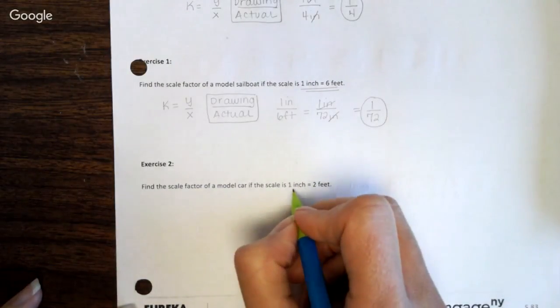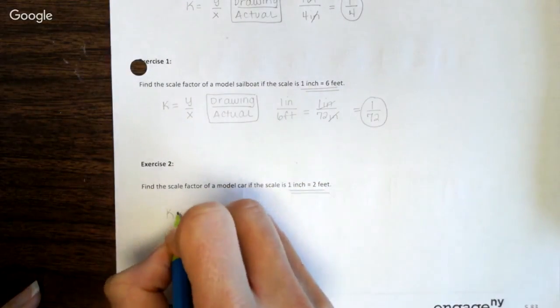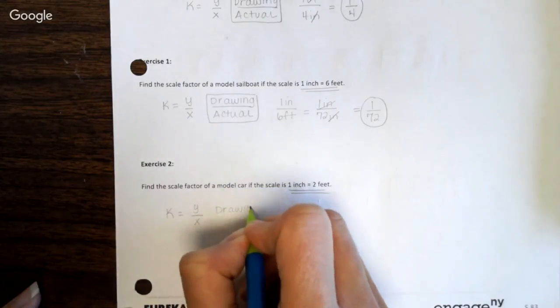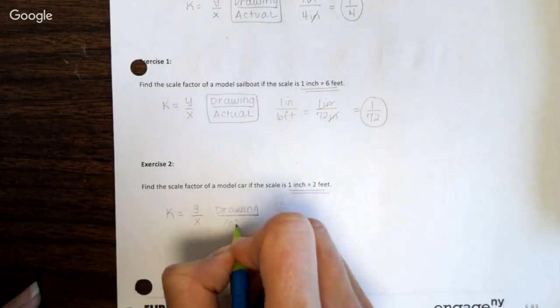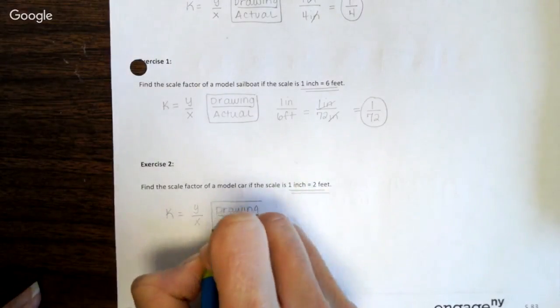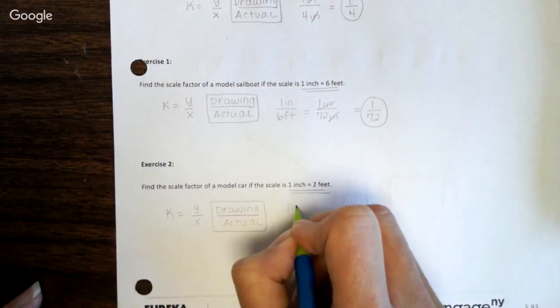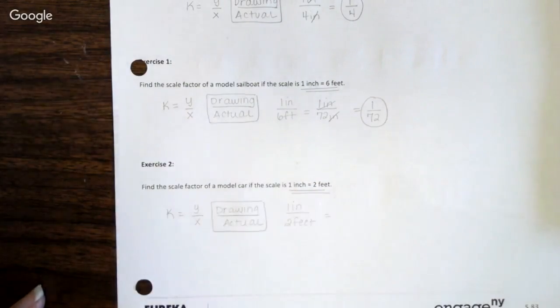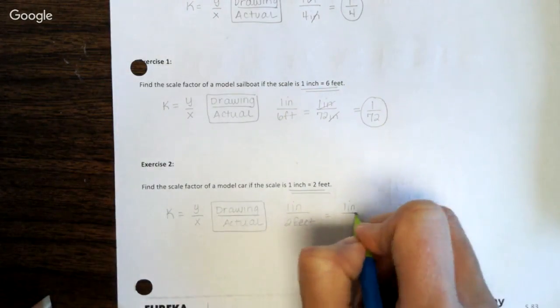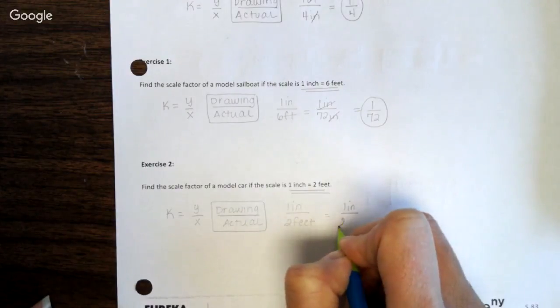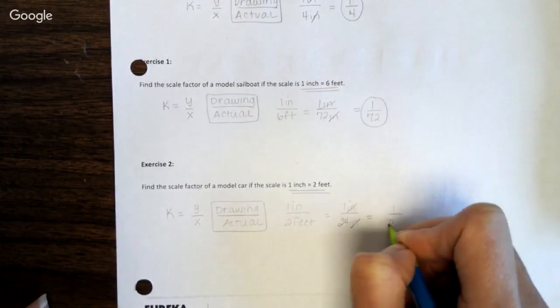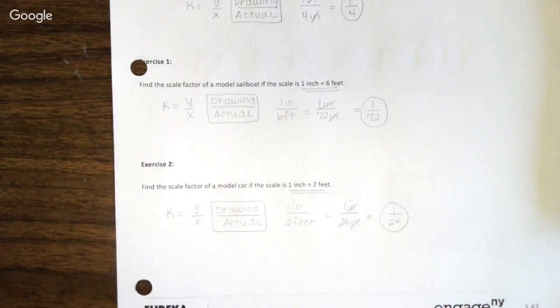All right, scale factor, here's my scale. We're asked to find the scale factor, K equals y over x, so we're going to do drawing over actual. So 1 inch in the drawing is 2 feet in the actual car. Let's change them to inches again. 2 feet times 12 is 24 inches. Both our inches cancel out. So the scale factor is 1 over 24.